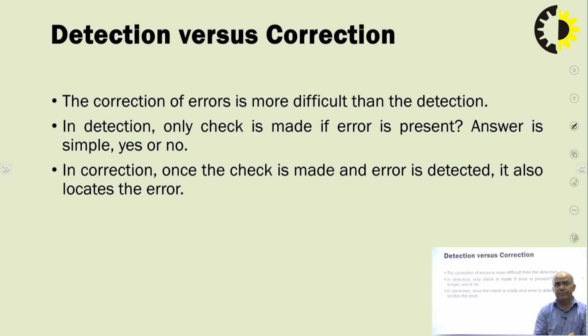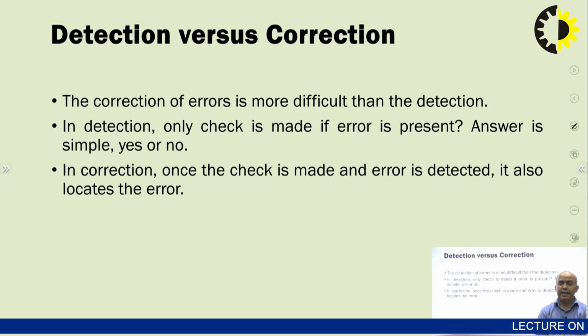So, detection versus correction. In the data link layer, the first thing we have to do is detect whether the data received is correct or not. For that, we need to detect whether any error happened. For detection, we have various mechanisms like parity check, CRC, and checksums. In correction, we have Hamming codes, which are used for correcting the errors.